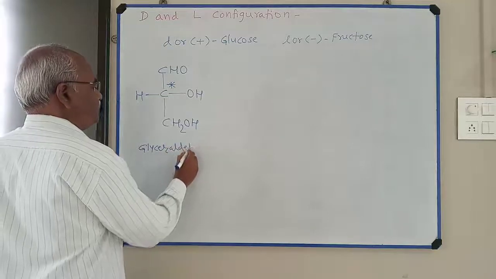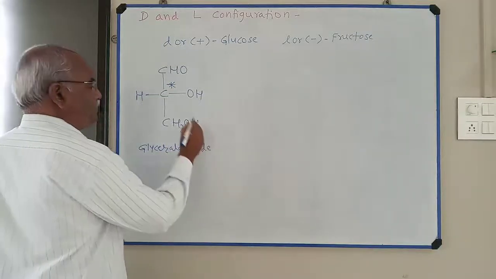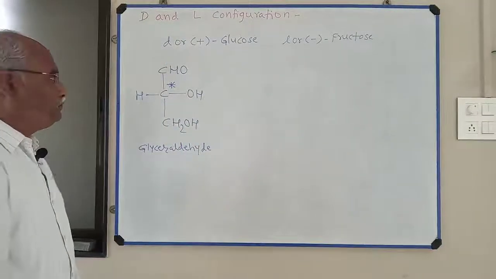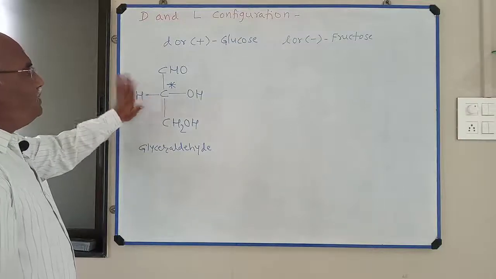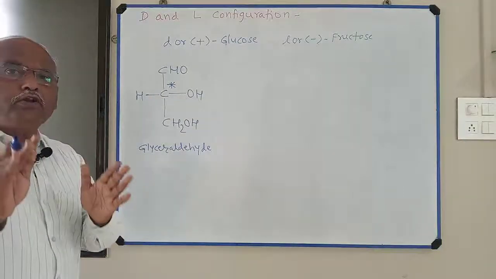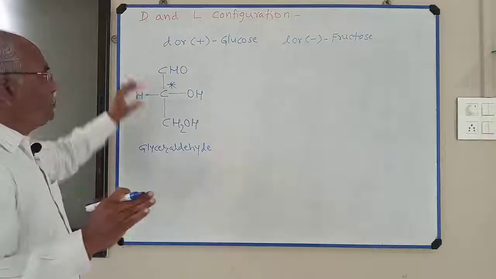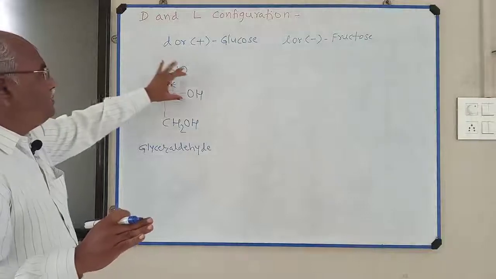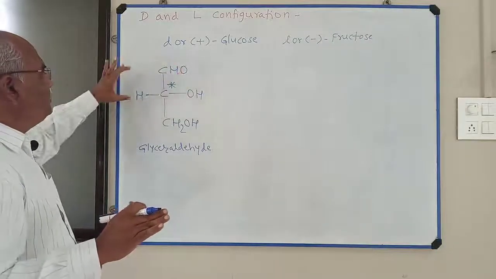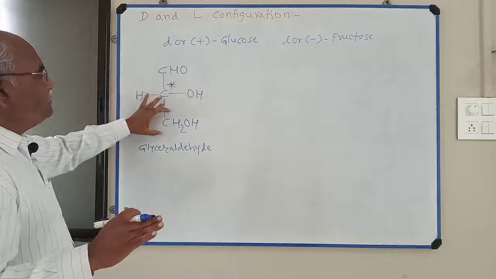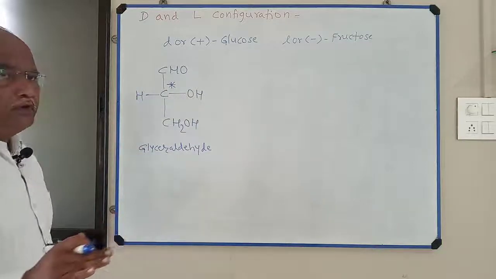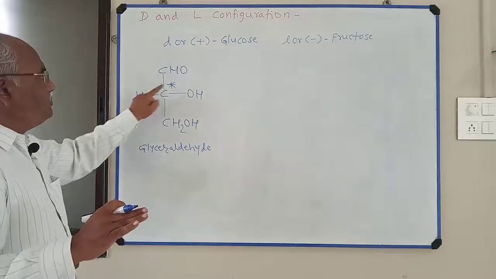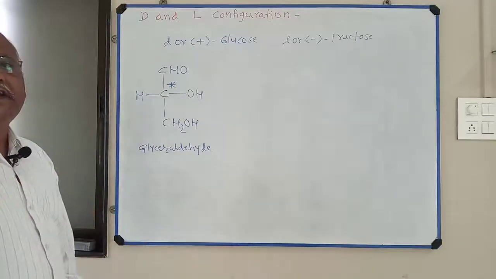This is the simplest carbohydrate used to explain D and L configuration. This carbon is attached to 4 different atoms or groups. Here is the aldehyde group or formyl group, here is hydroxyl group, here is hydrogen and here is CH2OH group. Therefore, this is an asymmetric or chiral carbon atom.